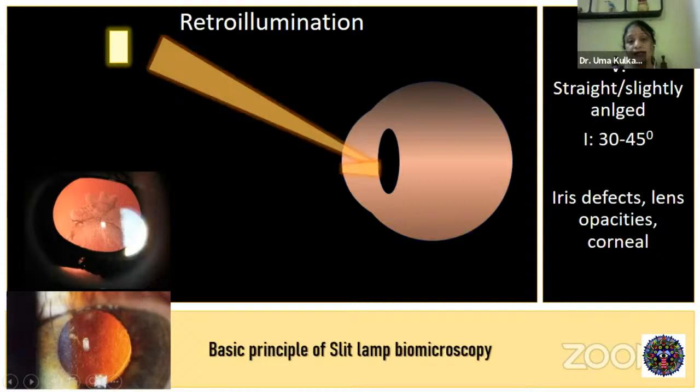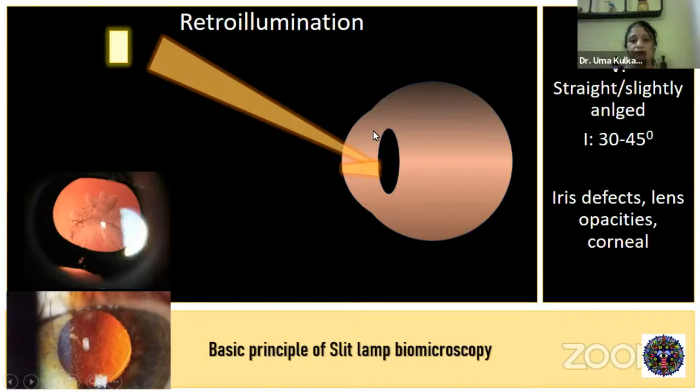Again, I'm missing the iris here. So a light that falls on the iris gets reflected back, and this offers the illumination for us. So defects in the iris, lens opacities, and corneal lesions can be seen. The retroillumination can be from the surface of the iris or from the retinal surface.